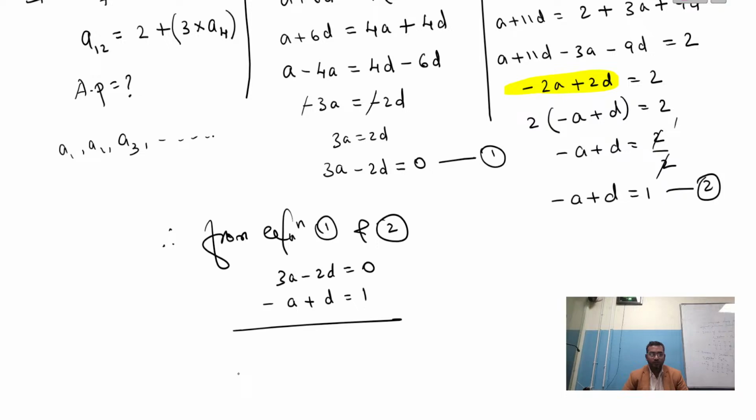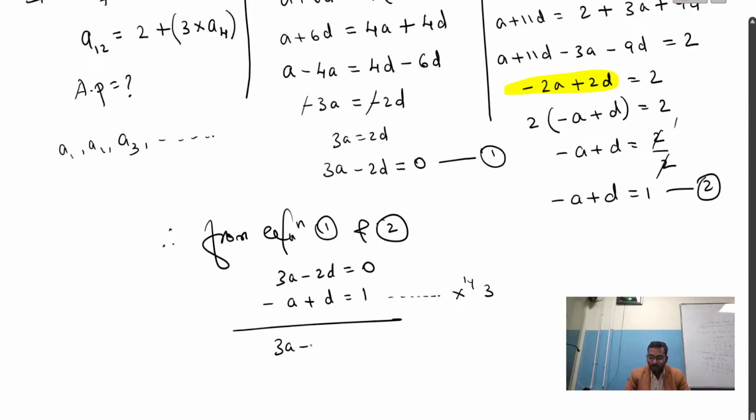Now, as you know, if you want to solve this problem with the elimination method, the numbers should be the same with opposite signs. Here is 3A, here is minus A. Both will not get cancelled. Here minus 2D, plus D. Even this will not get cancelled. So what I am going to do is multiply equation 2 with 3.